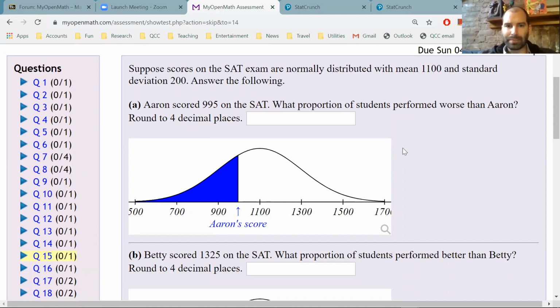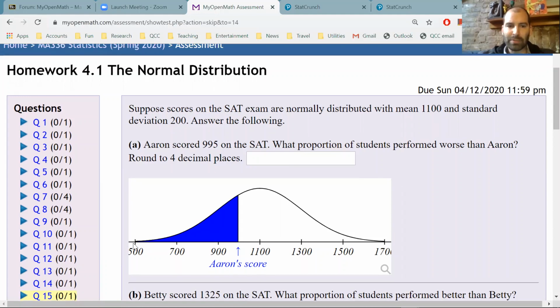Okay, so here we have our normal distribution. In this problem, you're even shown a picture of that distribution. Don't expect that always to be the case. Usually you won't be shown this. This problem just happens to have it here. So it says scores on the SAT exam are normally distributed. Okay, we're using the normal distribution with mean 1100 and standard deviation 200.